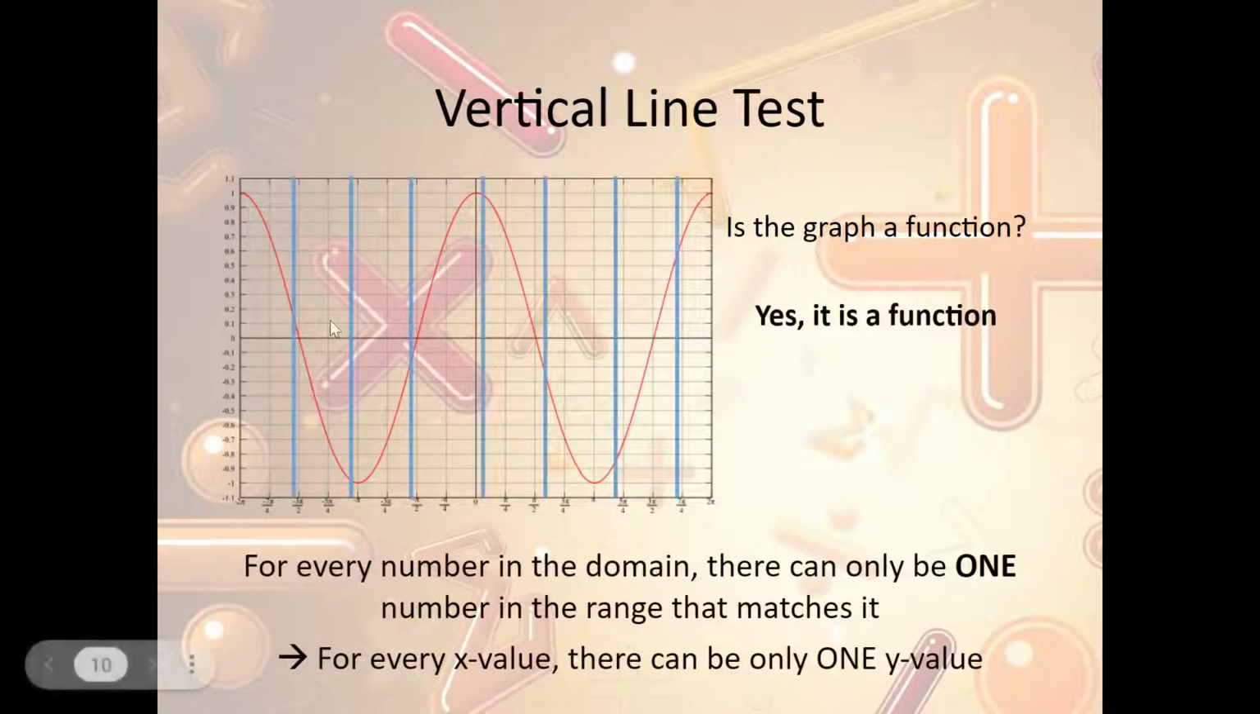Notice I drew several lines in different places, and no matter where I drew the line, it still only crosses in one place. So even though the graph looks really funky, right? It goes up and down and up and down, I still can't cross in 2 places, so therefore this is a function.